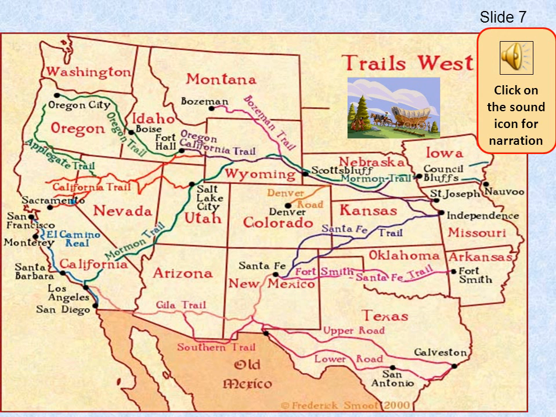Slide 7 shows an overview of the many trails in the West, a few of which we will learn about in this course as we continue to read about frontier women.